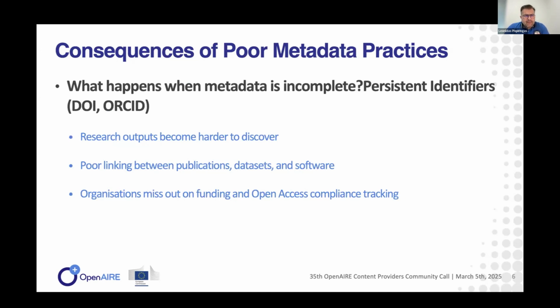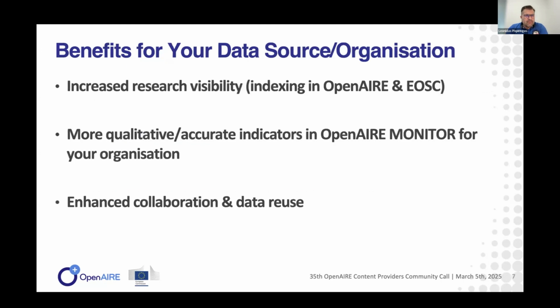Consequences of poor metadata practices. The research outputs become harder to discover. We have poor linking between publication datasets and software. And of course, organizations miss out on funding and open access compliance tracking. And this is mostly on organizations that use the monitoring services and also use the OpenAIRE Monitor service on assessing and evaluating and monitoring their research output.